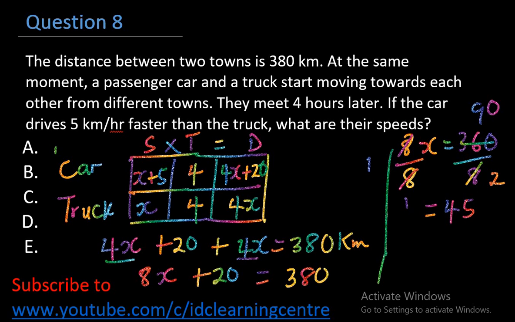x is the speed of the truck. So the speed of the truck is 45 kilometers per hour. Since the car is 5 kilometers per hour faster than the truck, the speed of the car will be 45 plus 5, 50 kilometers per hour. Okay.